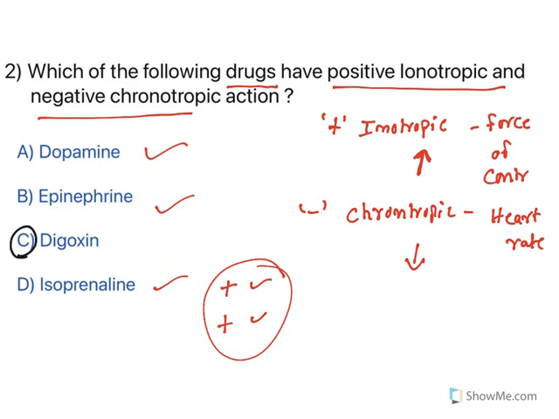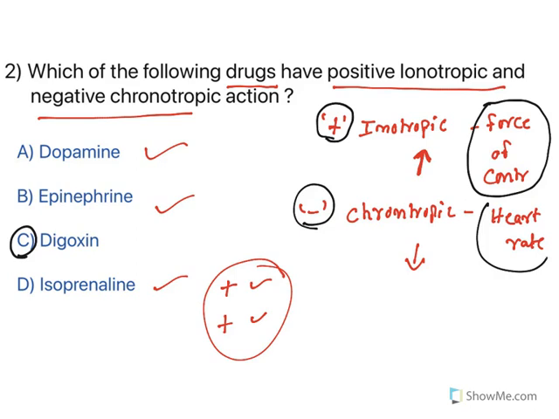Digitalis glycosides have a unique feature. They have a positive inotropic effect, that means they increase the force of heart contraction, but they have a negative chronotropic effect, they reduce heart rate. What is the advantage of this? It is very advantageous in case of congestive heart failure. In congestive heart failure, low cardiac output is there. So when people take this drug, cardiac output is increased but heart rate is reduced.